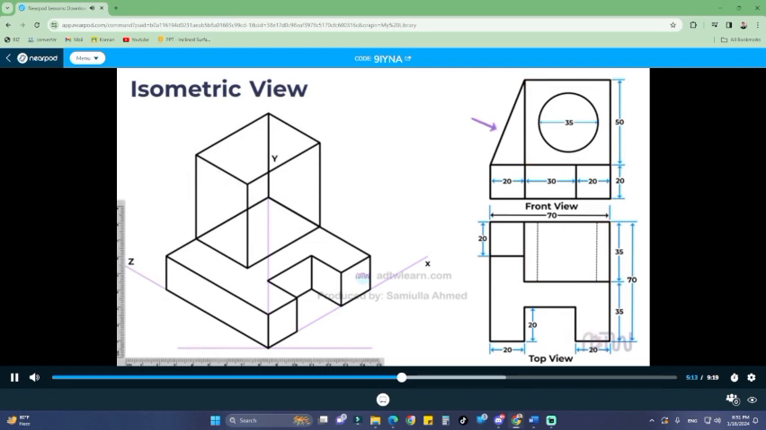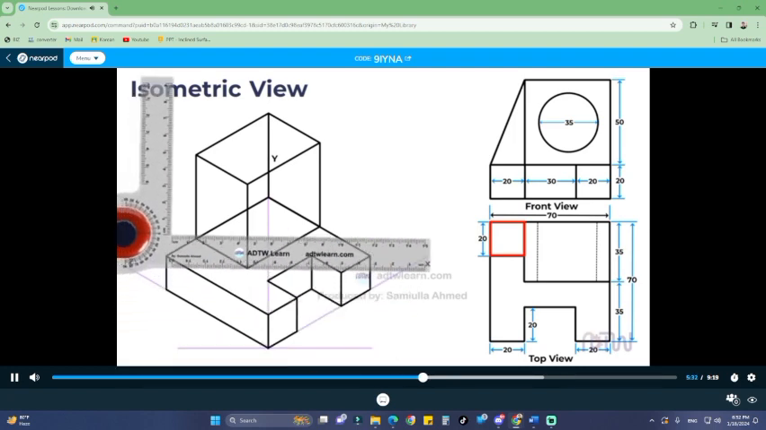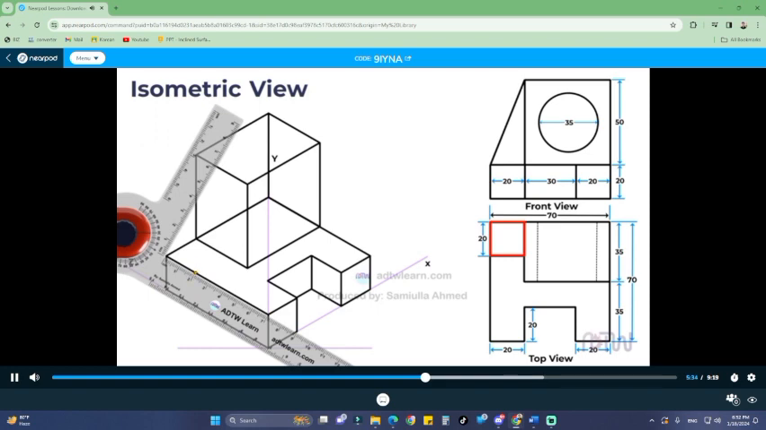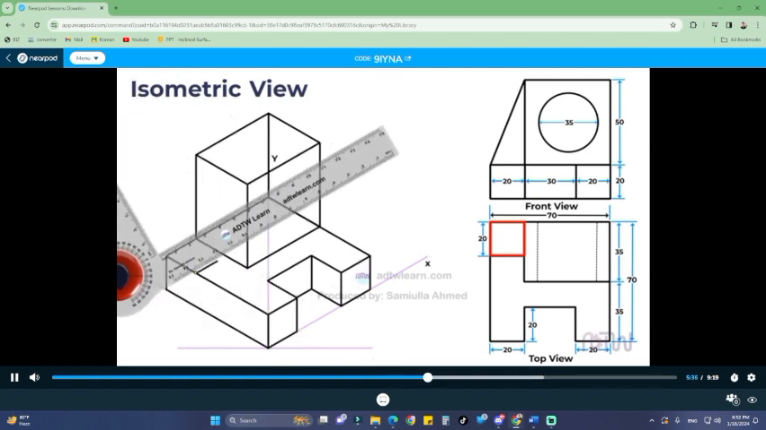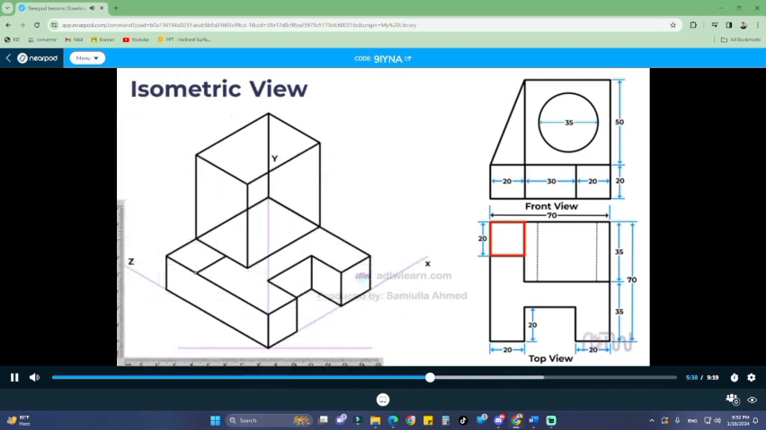Moving on, we need to draw the inclined portion of the object. In the top view, we can see that the base of this portion is square. From the given isometric view, we can see that the width of this square is 20 mm. Therefore, mark a distance of 20 mm from this corner point along this line using a drafter and construct the square. This square will represent the base of the inclined portion.